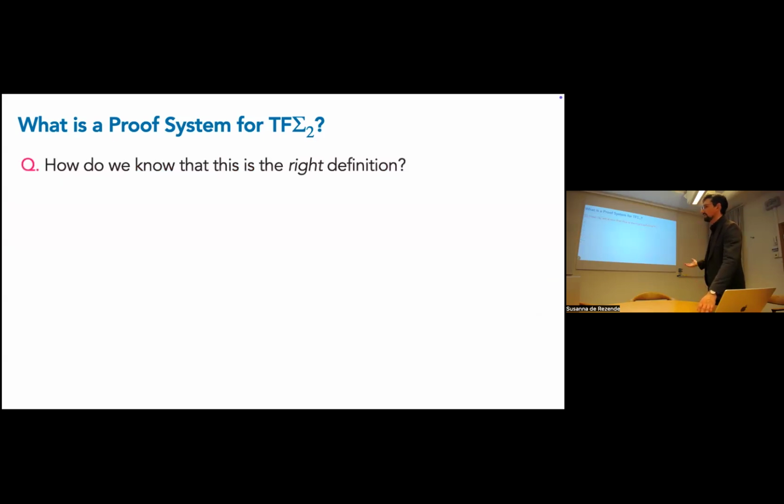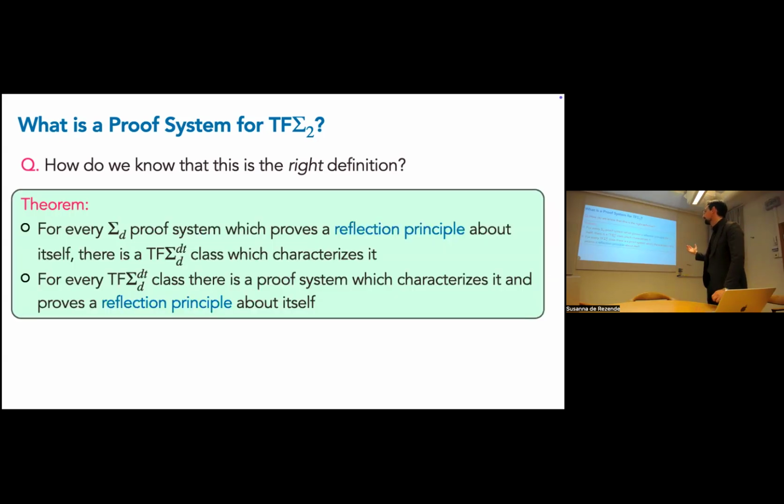But how do we know that this is the right definition if we got something weird out of it? Well, before I mentioned that there's this result showing that every TFNP class has a corresponding proof system. We get the same thing for TF Sigma i for all i. So this kind of shows that this is the right definition of a proof system for the total function polynomial hierarchy. We get that each class has a corresponding proof system, and vice versa. Each proof system that proves its own reflection principle, now about Sigma d formulas, has its own class.